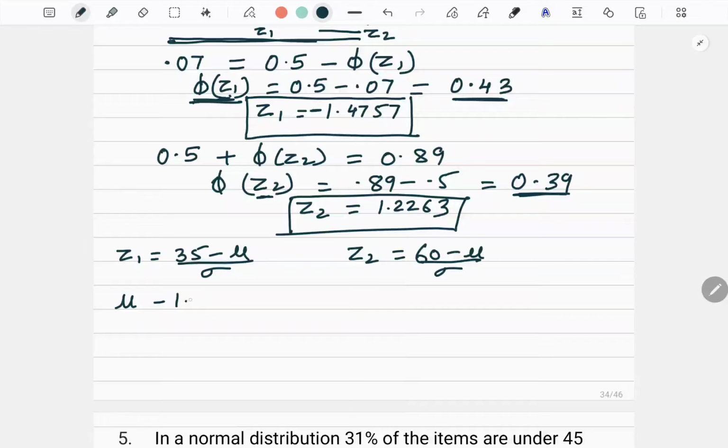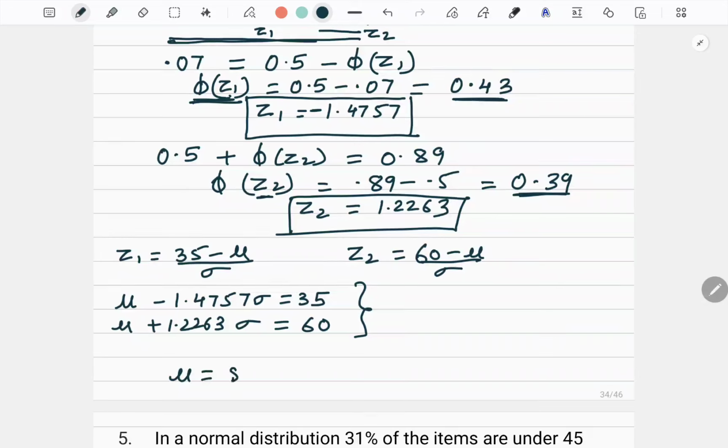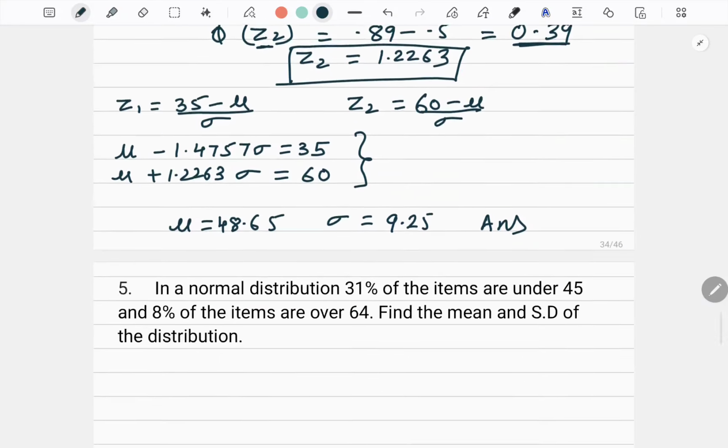So minus 1.4757 sigma plus mu is equal to 35. In the same way here, mu plus, what is Z2? 1.2263 sigma is equal to 60. Now you have a calculator. Put these two equations in your calculator and check the values of mu and sigma. You will find mu is 48.65 and sigma is equal to 9.25, which is your answer. Easy? So now let's move to the next question.